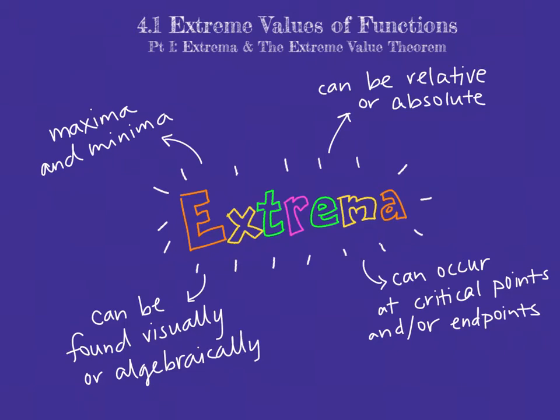Here's a little bit of what we just talked about. Extrema are the extremes on a function. We call them maxima and minima. This just means multiple maximum points. Same thing, this is just plural for minimum points. They can be either relative or absolute. They can occur, and we'll talk about critical points, at the critical points of a function or the endpoints if we do have an interval from one x value to another. And then extrema can be found either visually, just from looking at the graph of a function, or algebraically.